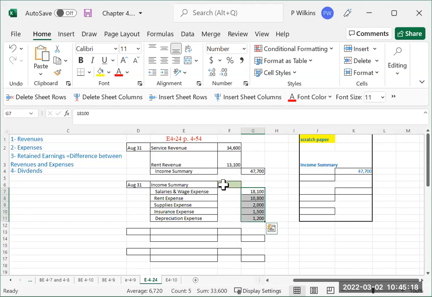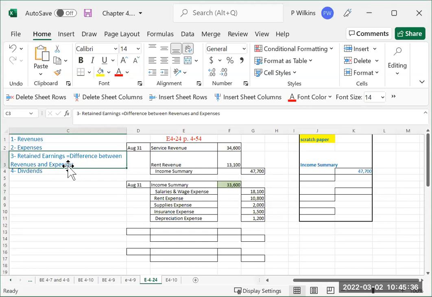Okay. And if we add all of those up together, that's going to give us a total of $33,600. So that's how much we are going to be debiting income summary, $33,600. So our next entry is number 3, where we need to know the difference between the revenues and expenses.